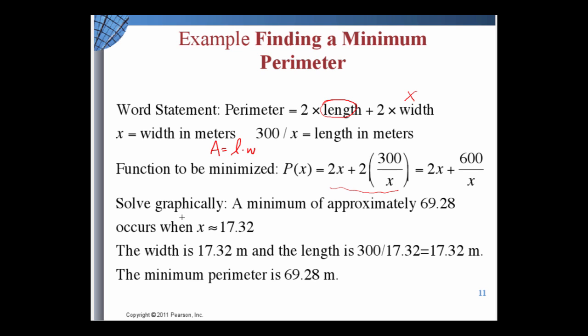Now we're going to solve this graphically. When we solve this graphically, we can use the tools on our calculator, the minimize tool, to find the minimum value. Approximately 69.28 occurs when x equals 17.32. So the minimum value of the function occurs when x equals 17.32, and x is defined to be the width. So the width is 17.32 meters. We can use that to calculate the length, which is also 17.32 meters. So the minimum perimeter is 69.28 meters.